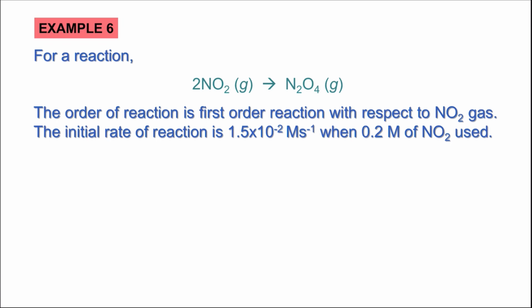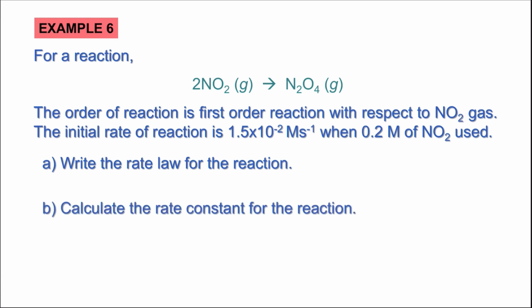Let's try example 6. I want you to write the rate law for the reaction. So, dia sudah bagi order of reaction is first order reaction with respect to NO2 gas. Dan soalan kedua, you have to calculate the rate constant. So, mari kita fokus soalan A dahulu. You have to write the rate law. So, rate law, dia sudah bagi order of reaction is first order reaction with respect to NO2 gas.